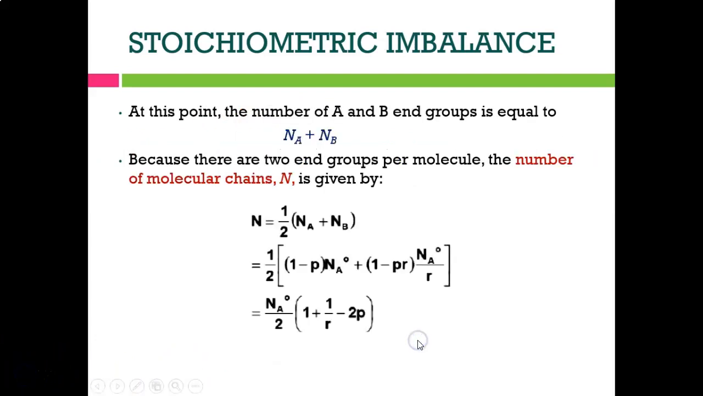Next, at this point, the total number of A and B functional groups is equal to Na plus Nb, and because there are two end groups per molecule, the number of molecular chains N is given by N equal to half of Na plus Nb, and so on. You don't need to memorize this equation, and there's no need to understand it too deeply, just for general knowledge.